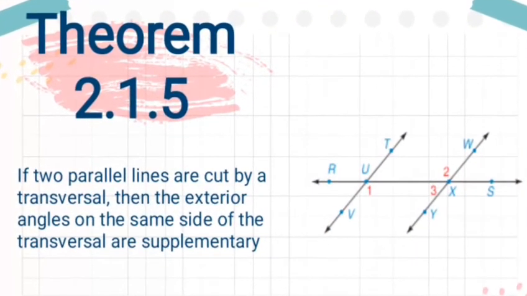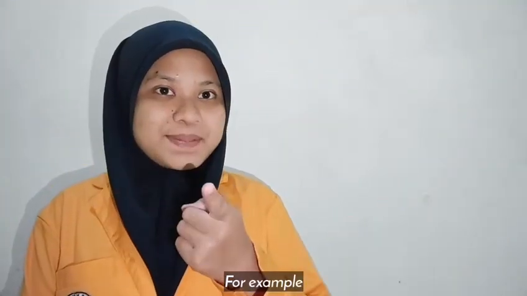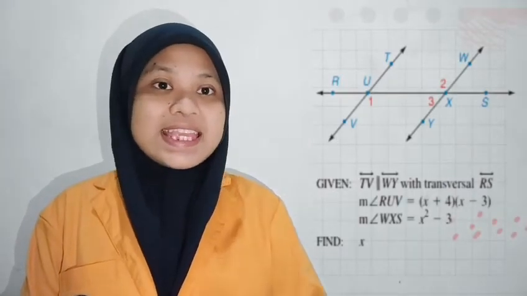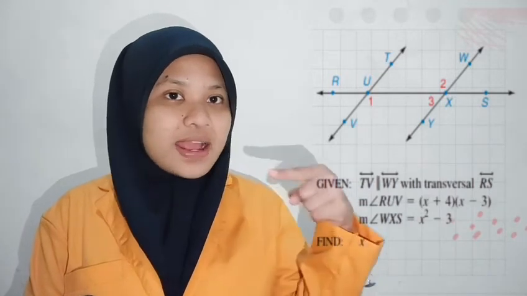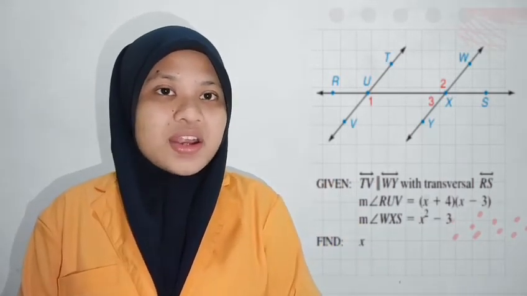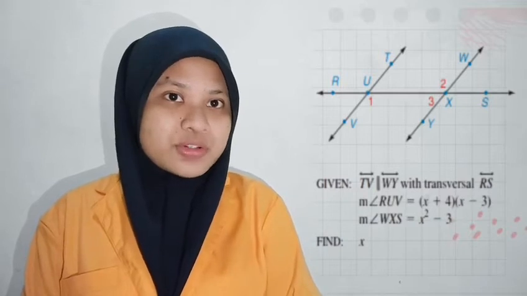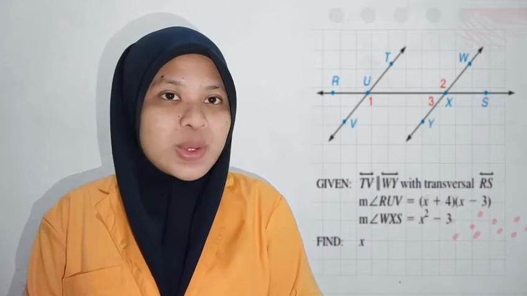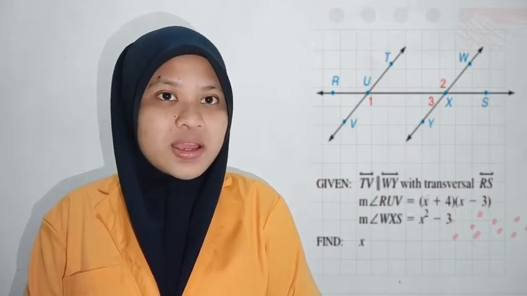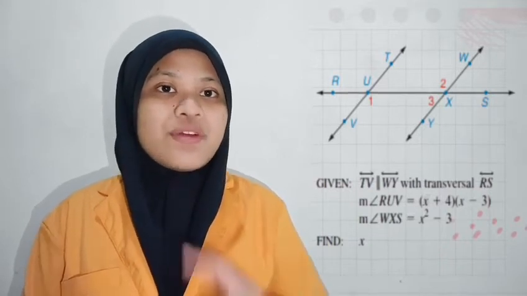Next, according to theorem 2.1.5, if two parallel lines are cut by a transversal, then the exterior angles on the same side of the transversal are supplementary. For example, look at the picture. Given line TF is parallel to line WY with the transversal line RS. The measure of angle RUP equals (x+4)(x-3). The measure of angle WXS equals x squared minus 3. We have to find the value of x.